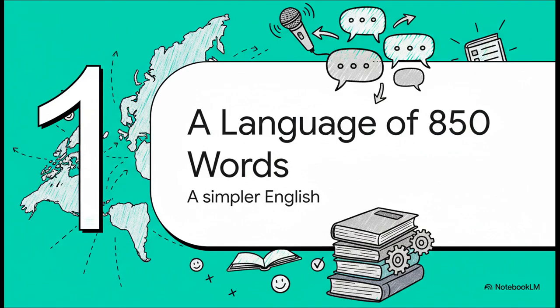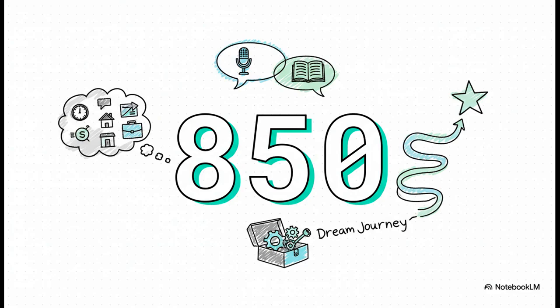It was basically a project to try and make communication around the world a whole lot easier. And this is the magic number, 850. The entire vocabulary for Basic English was just 850 words. I mean, just think about that for a second. Could you really describe your entire day, your hopes, your job, with a toolkit that small? It just seems impossible, doesn't it?